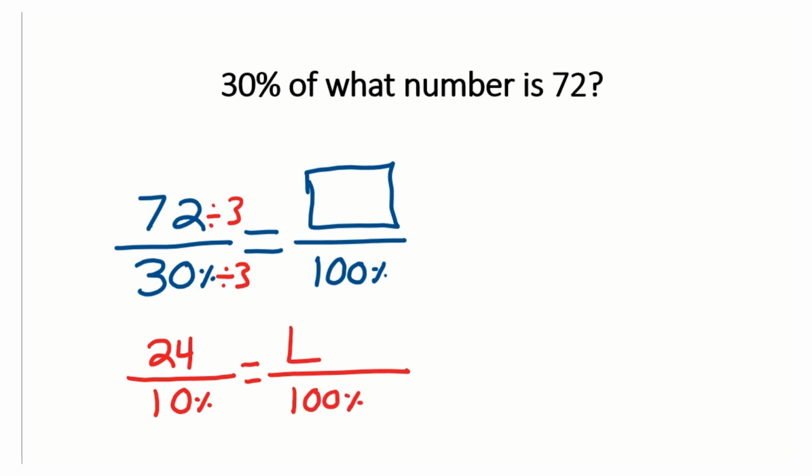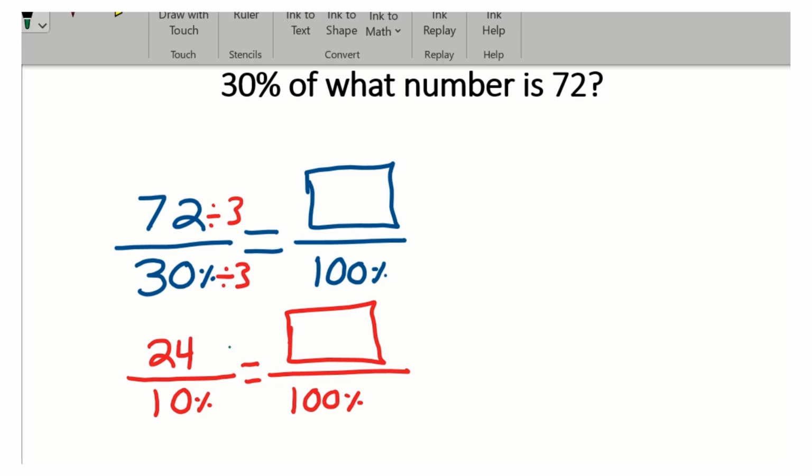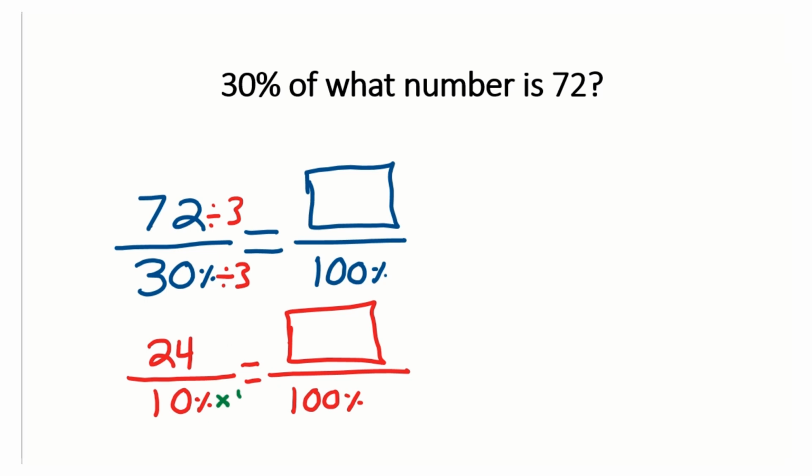So much nicer. Okay, so now we can ask ourselves, 10% times what equals 100%? Well, we know that 10 times 10 equals 100. And what I do to the bottom, I got to do to the top. And 24 times 10 is 240. Thus, we can see that 72 is 30% of 240.